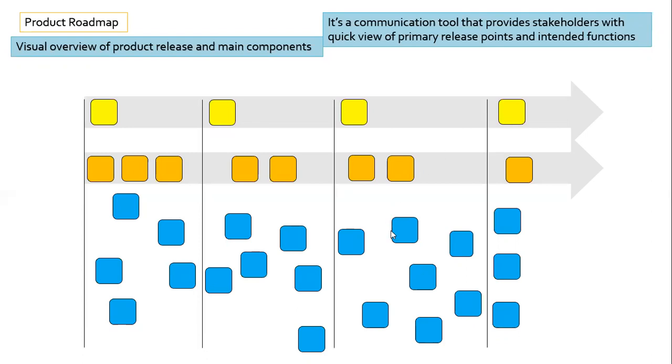So this marked in blue, orange, and yellow are stories. You can call them user stories or features or the requirements.